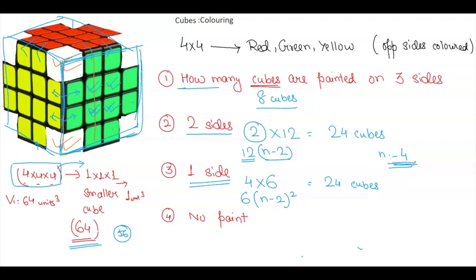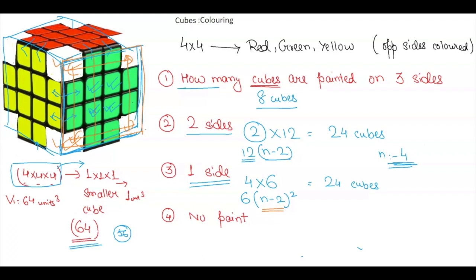Now why n minus 2? Because if I consider one such face, I'm eliminating this entire line, this entire line, this entire line. So basically I'm just taking the middle smaller cubes and not the ones that are in the boundary. So I need to reduce 2 such rows from each side, right? And that is the reason I'm writing n minus 2 into n minus 2.